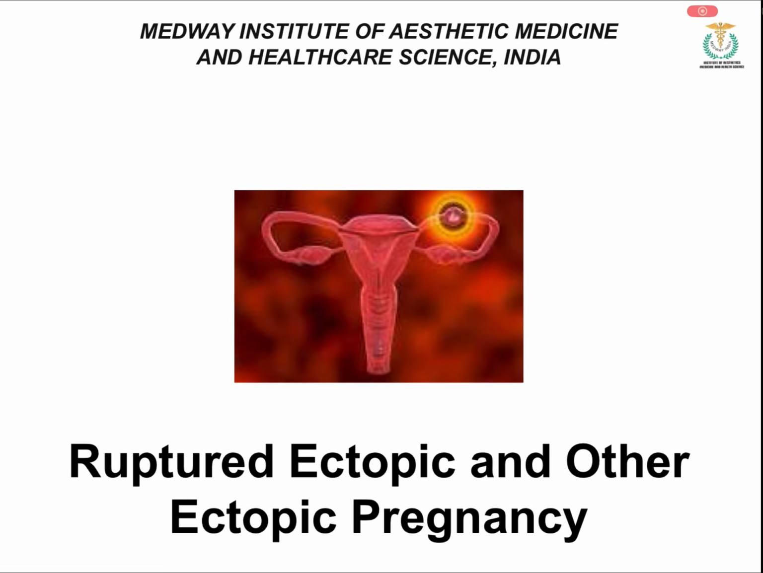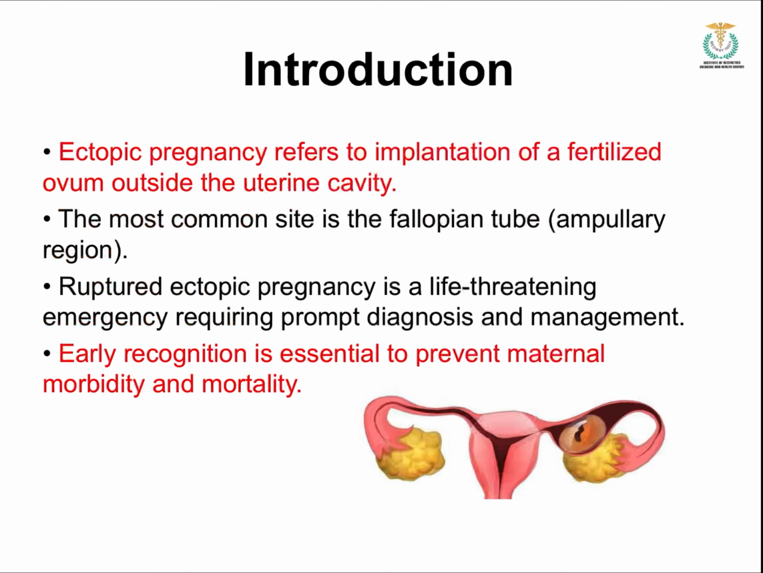Ectopic pregnancy is the implantation of a fertilized ovum outside the uterine cavity. So the most common site of this is the fallopian tube. You can see in the picture below.